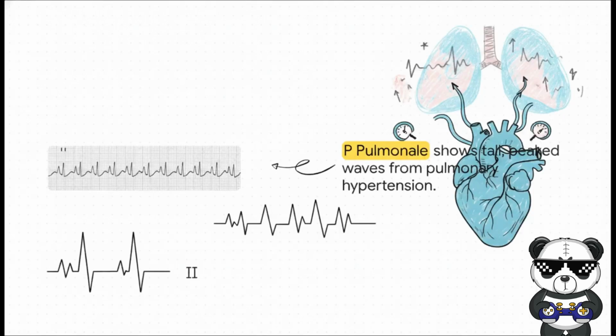When you are looking at a trace and you see these striking, tall, peaked waves, especially down in the inferior leads like lead 2, you are looking at something called P pulmonale. This is a classic hallmark of pulmonary hypertension. Conditions like cor pulmonale actually force the right side of the heart to work on overdrive, and that physical strain results in the exact electrical stacking we were just talking about.